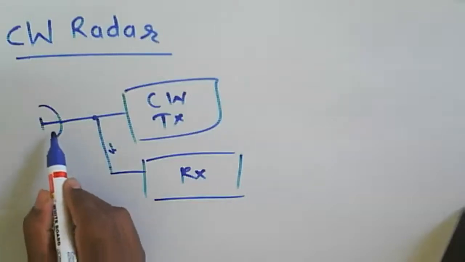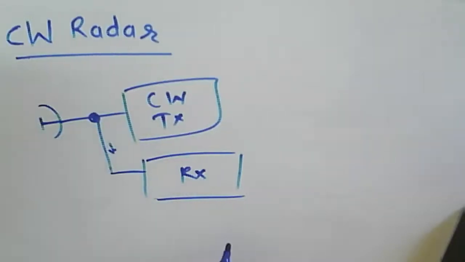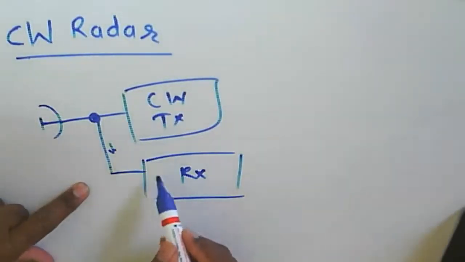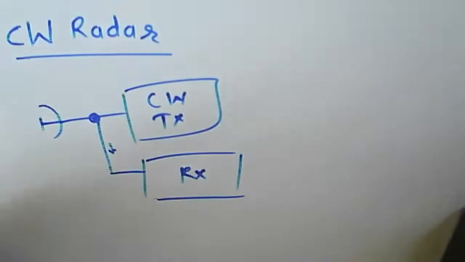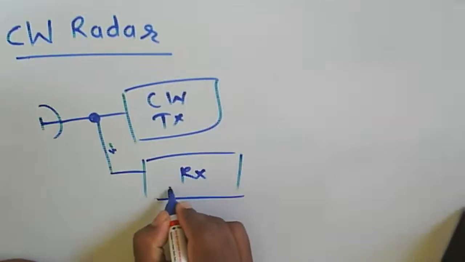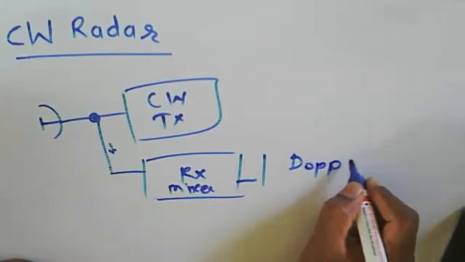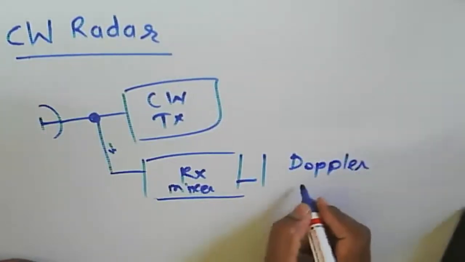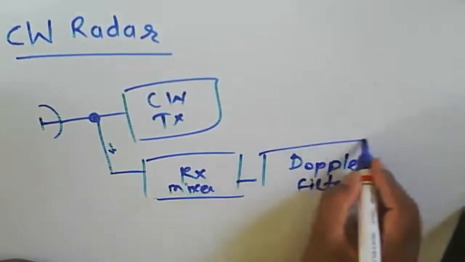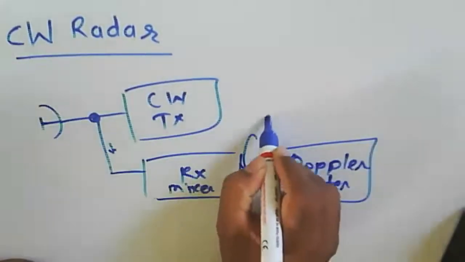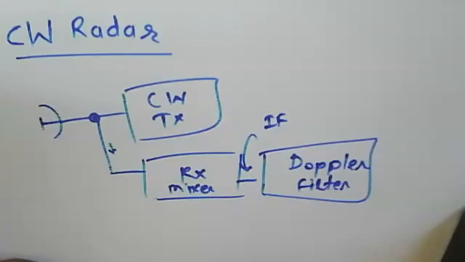In that case, there is some particular junction, and at that junction we are getting the echo signal to the receiver. Some portion of the transmitted signal will also reach the receiver, and at the receiver we use a mixer, then a Doppler filter or a Doppler amplifier, or instead of that we consider an IF here, and after that the Doppler filter.